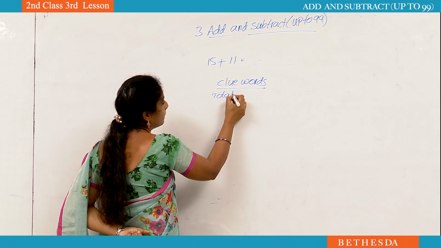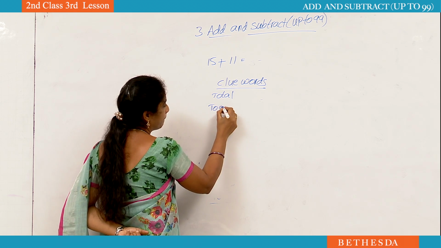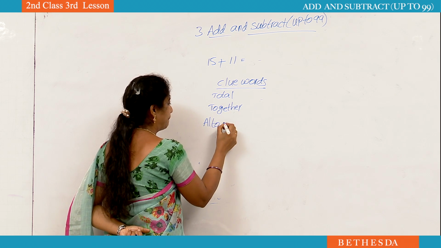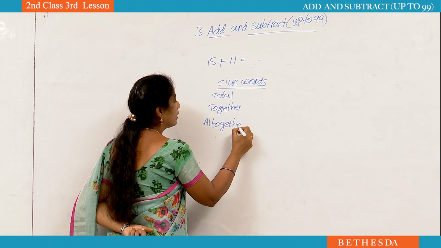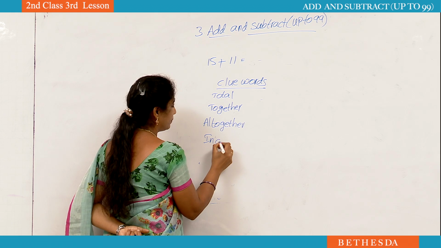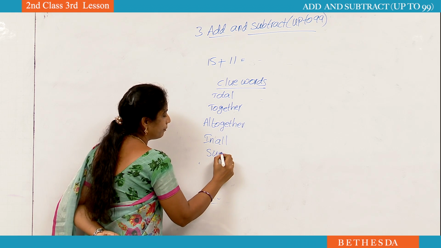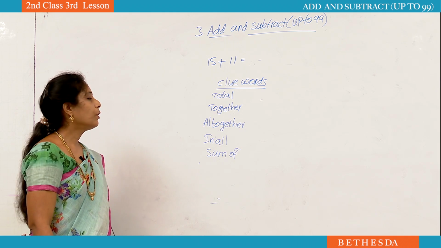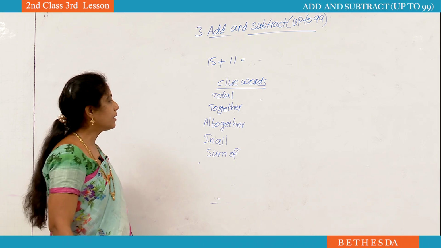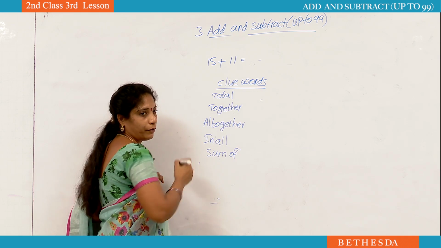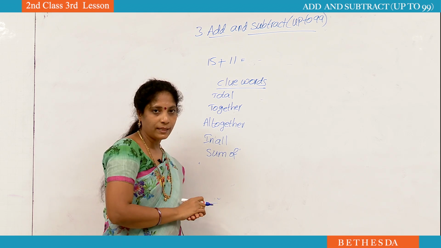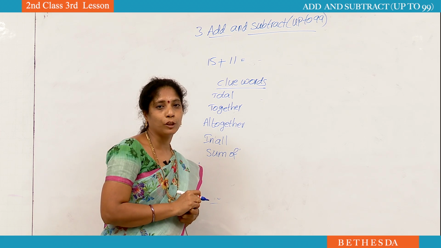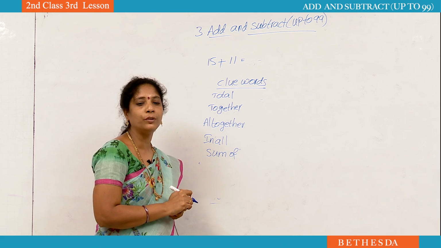Total, together, all together, in all, sum of. If you find these words in your number story, you have to do addition. For example, your father gave you 500 rupees and your mother gave you 200 rupees. Now what is the total money with you? Total means we should do addition.